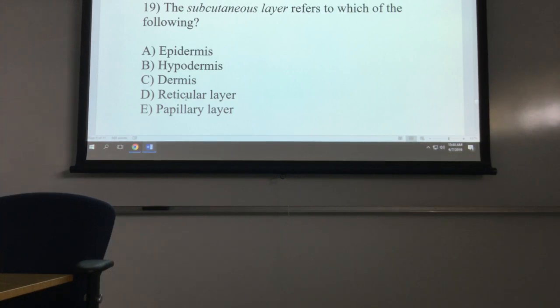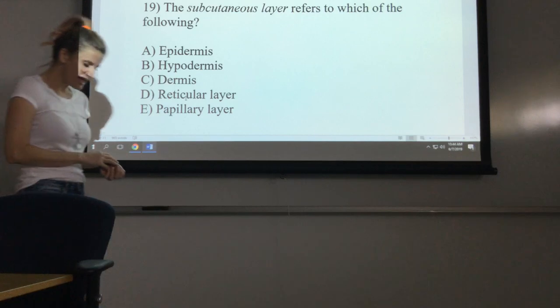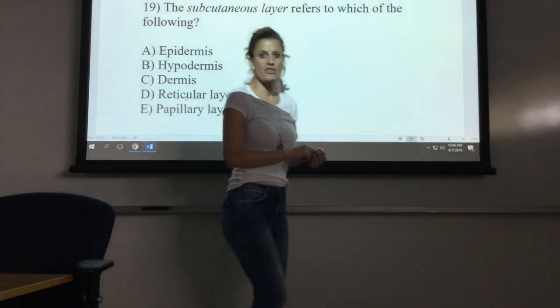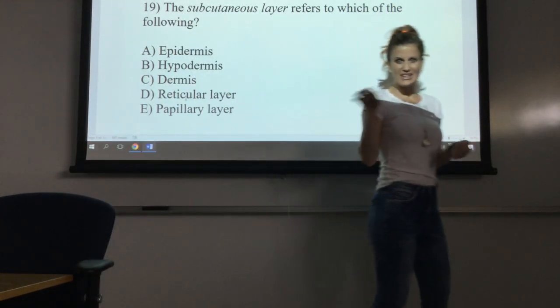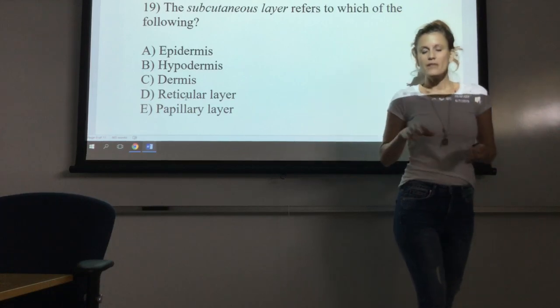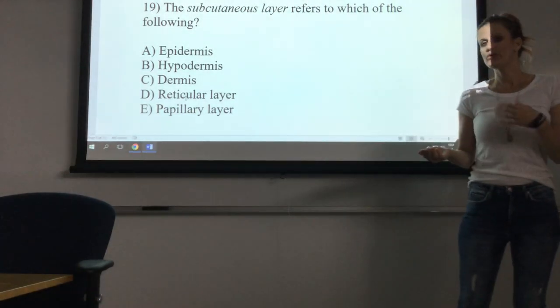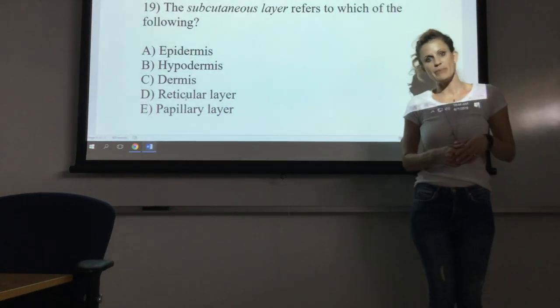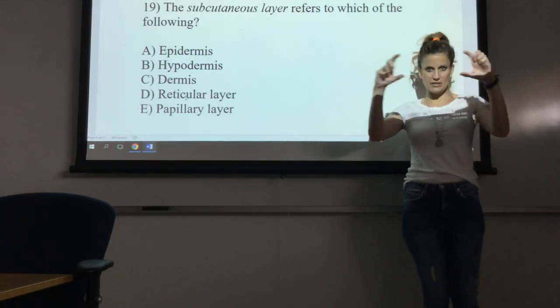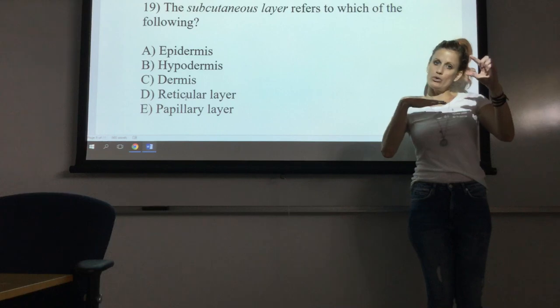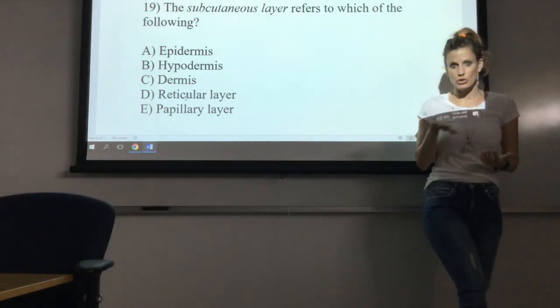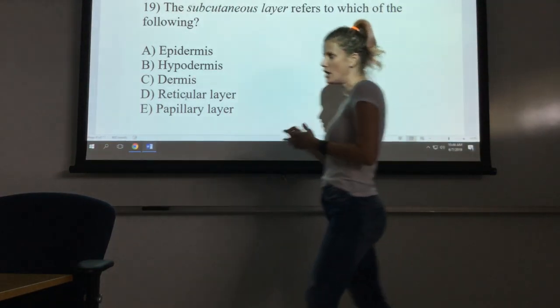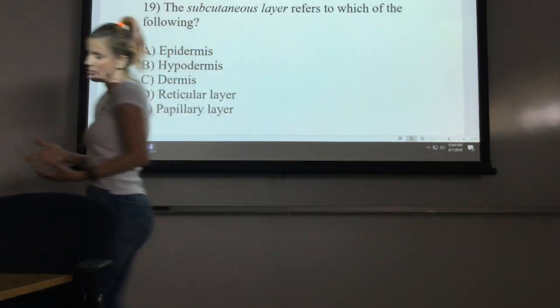19, refers to what? Remember, subcutaneous is another name for the hypodermis, right? The layer underneath the skin. That's what we call it, subcutaneous. Cutaneous is the skin, right? The cutaneous membrane is the epidermis and the dermis. Sub is below. So that's just the layer that's below the skin. Subcutaneous or hypodermis, same thing.